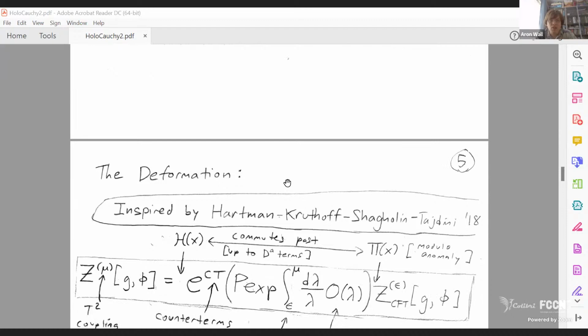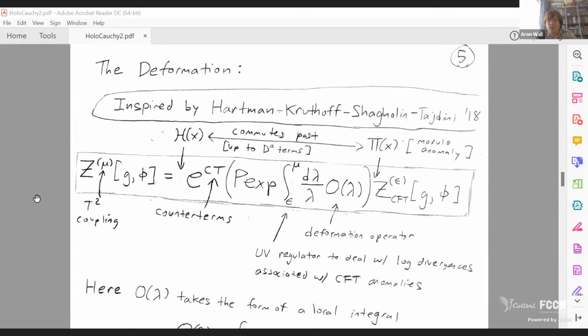Okay. So now let me tell you what you actually do to get this deformation. Our work was strongly inspired by the paper by Hartman, Kruithof, Segelin, and Tagini. So here's this deformation, and let me explain it piece by piece. We start with a CFT that is the original holographic CFT. It's a function of various variables.